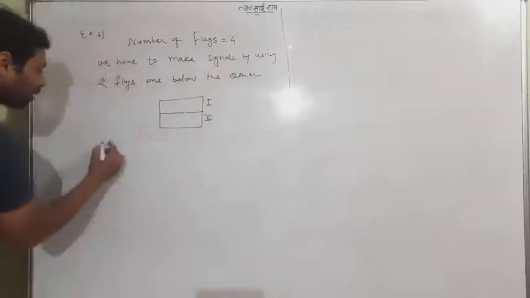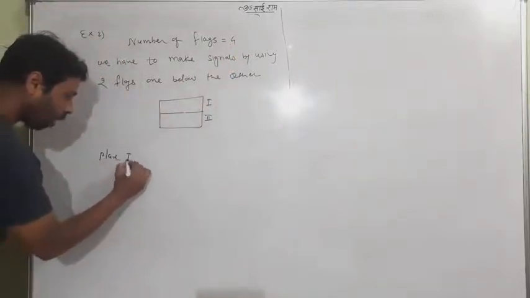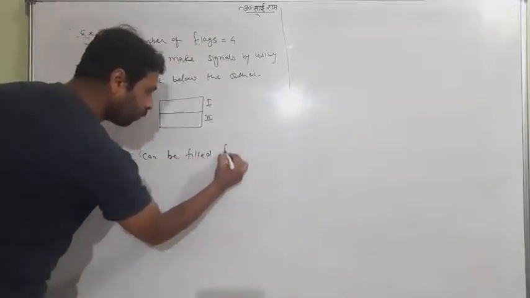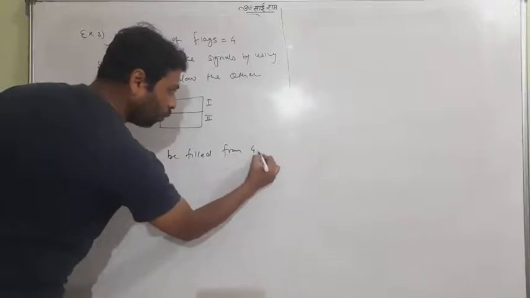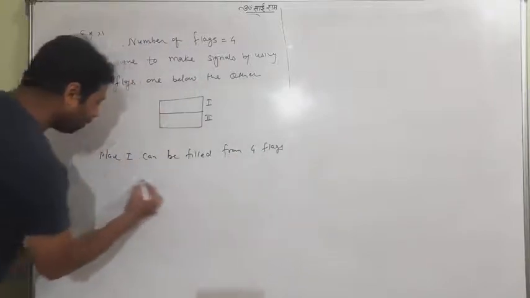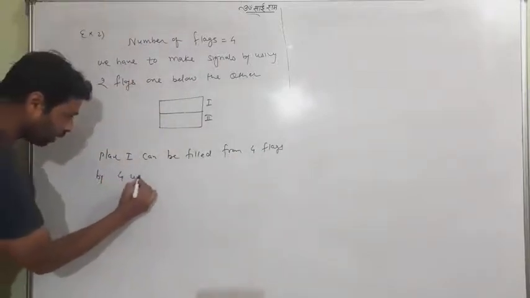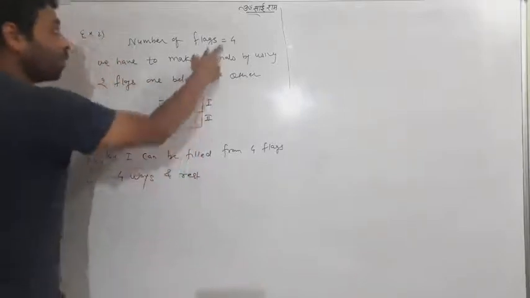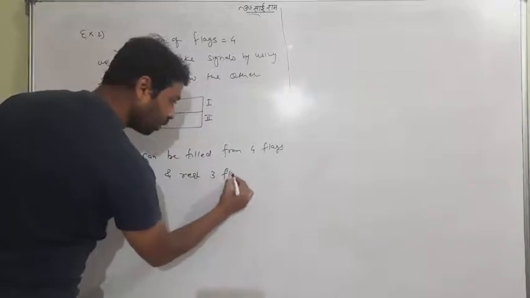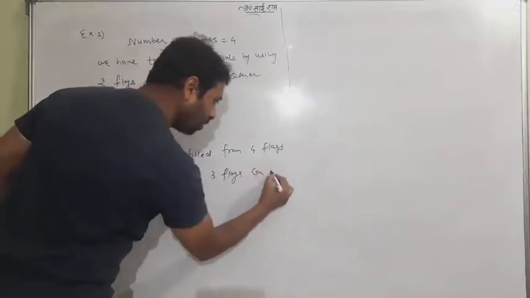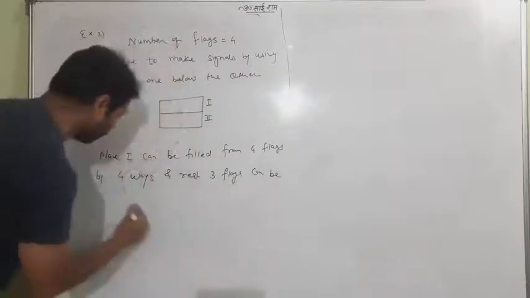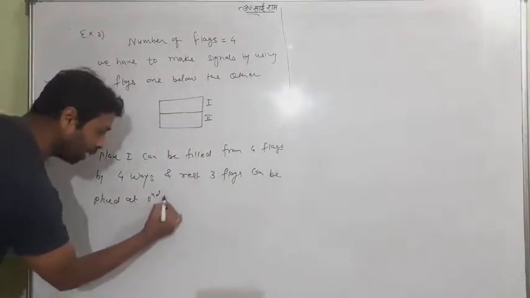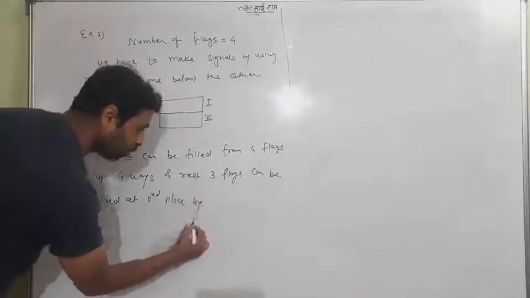So okay, what I write? Place 1 can be filled from the given 4 flags by 4 ways, and the rest 3 flags can be placed. Now I have changed the language. Can be placed at the second place by how many?